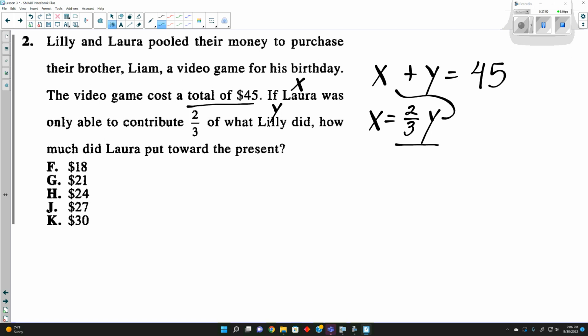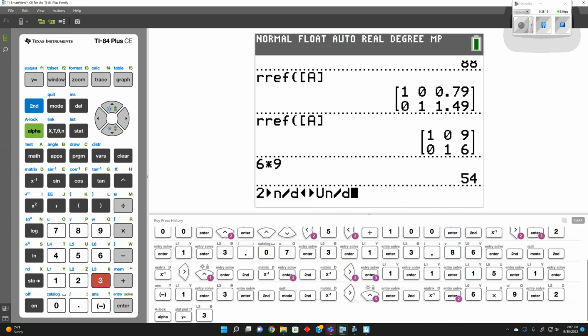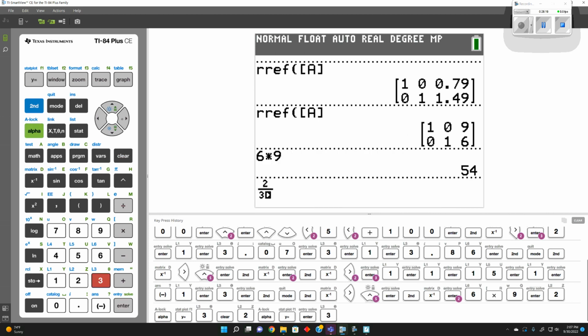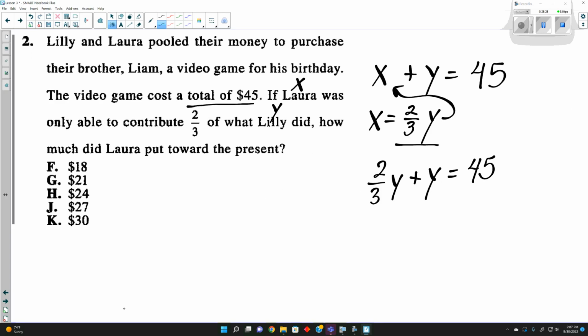What can we do with that? We can replace x with it. So 2/3 y plus y is $45, yes? Well, what's 2/3 plus 1? It's 5/3, yes? So we're saying 5/3 y equals 45.